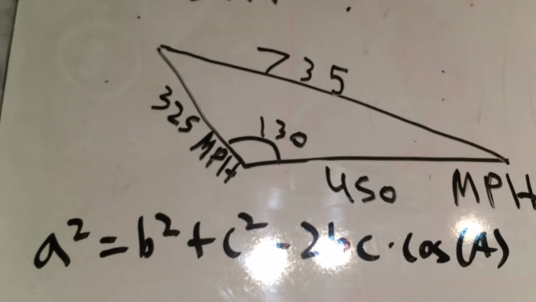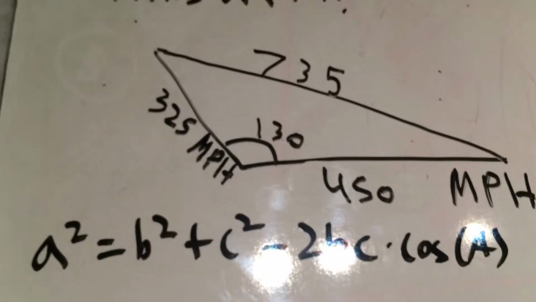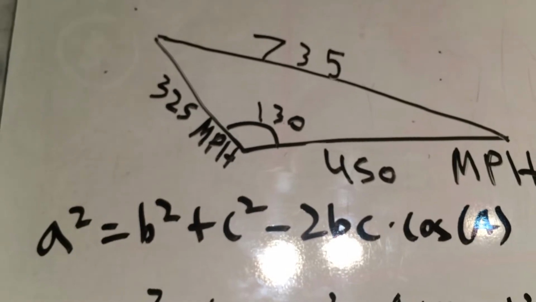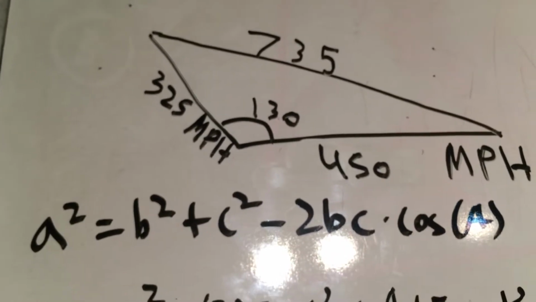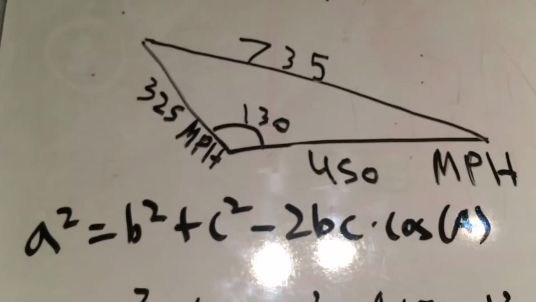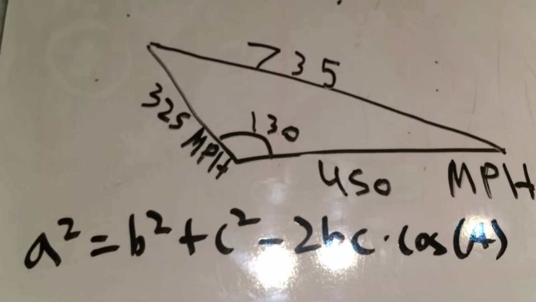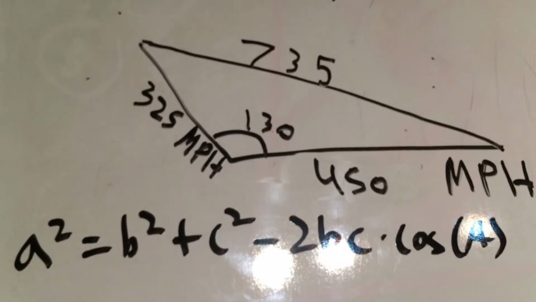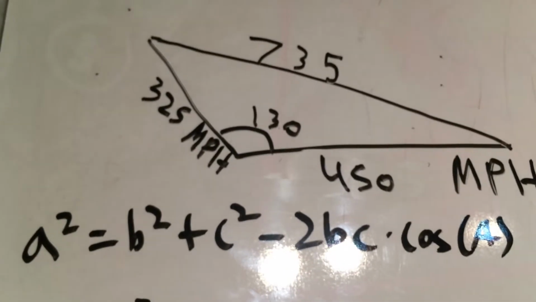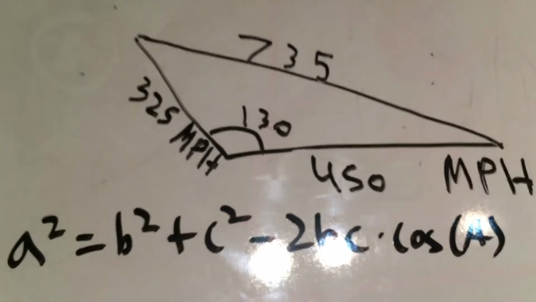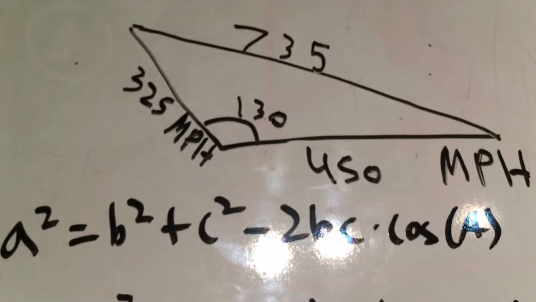We have the right side lengths and everything. The issue comes here, and the trick of it is that we know a squared. We know a, basically, the side, 735 miles. And we also know angle A, 130. We don't know the side lengths of b and c, which we need to plug in. Because we only know the speed, which is 450 miles per hour and 325 miles per hour. It's not a distance, it's a speed.